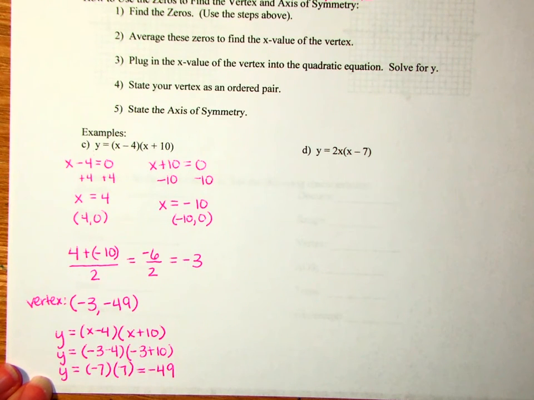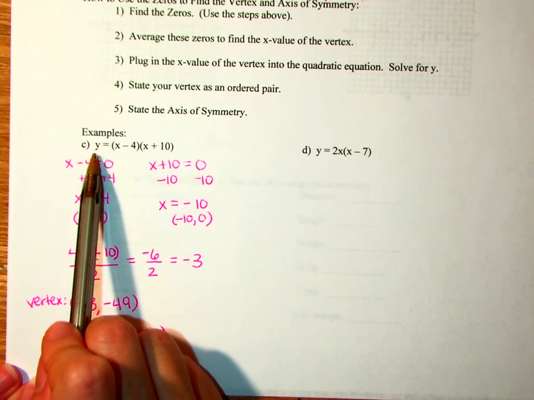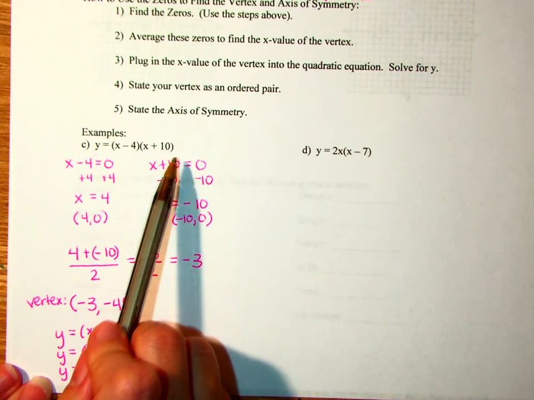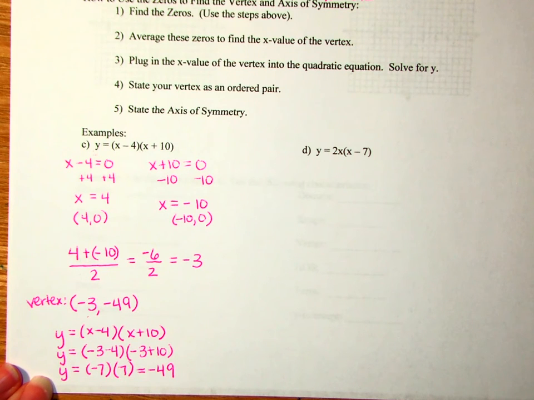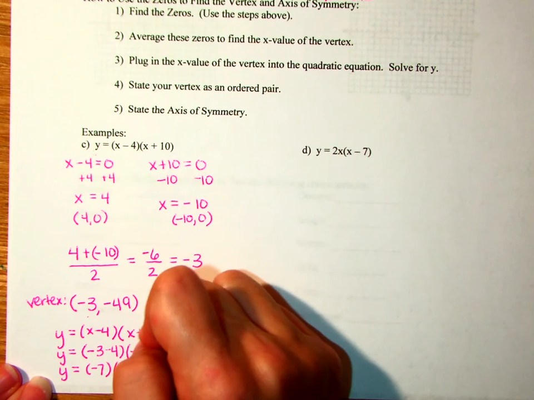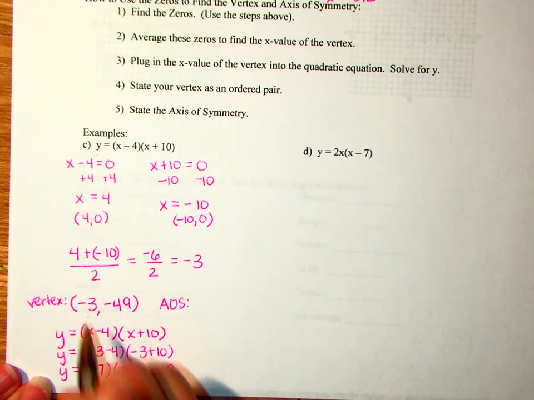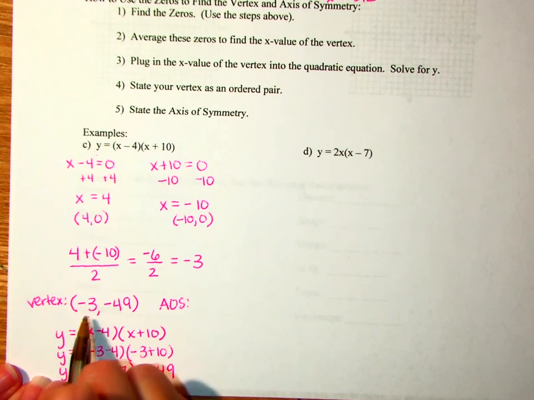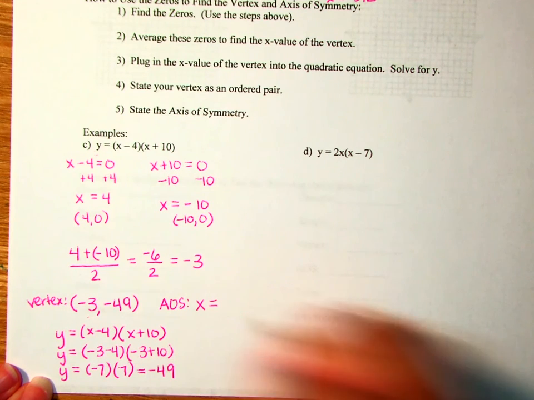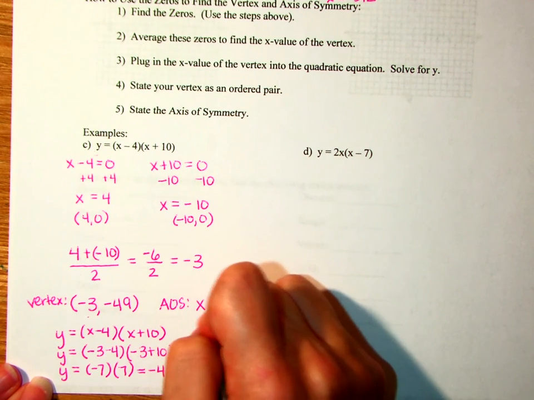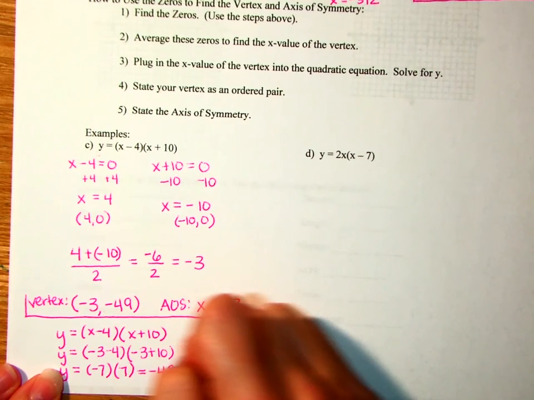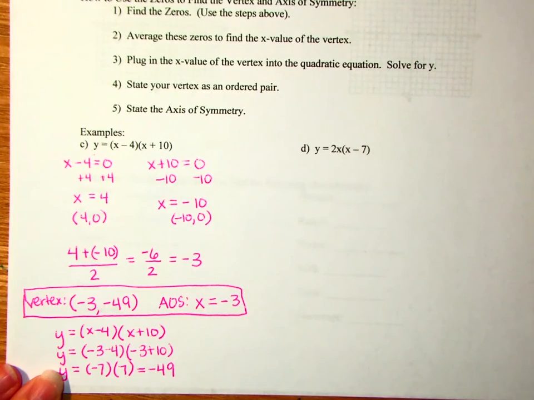You could also use your calculator to plug this in. You could have just put the negative 3 into both of these x's like it looks like here and pushed enter. You could also have put this into the table function of your calculator and scrolled down to where x was negative 3, and you would have gotten this as well. So you have several options. The last thing we have to do is we're going to state our axis of symmetry. So the axis of symmetry, remember, is that line that cuts the parabola in half, and we get it from the x value of our vertex. So the axis of symmetry is x equals, what's the x equal? Negative 3. So that would be my final answer here for this problem.